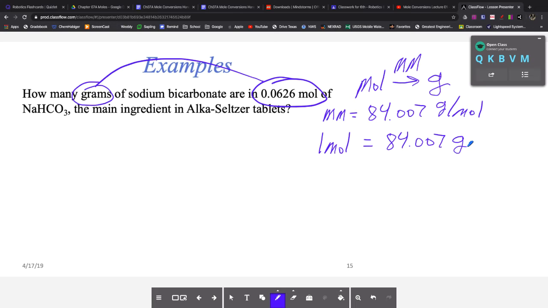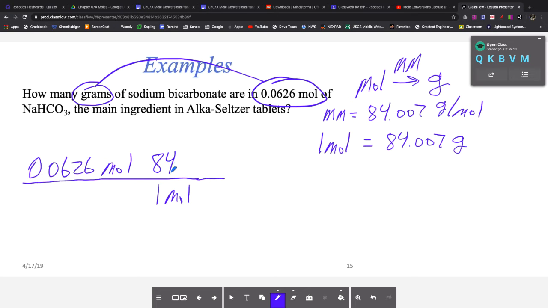Now we can draw our dimensional analysis line. We start with the number they give us, put that on top of the line with its units. Since we have moles on top, we want moles to go away, so we have to divide by moles. So we take the mole part of our conversion factor, we put that on the bottom, and then the grams part goes on top. And then the moles cancel out. And we're left with grams, and that's what we're looking for.